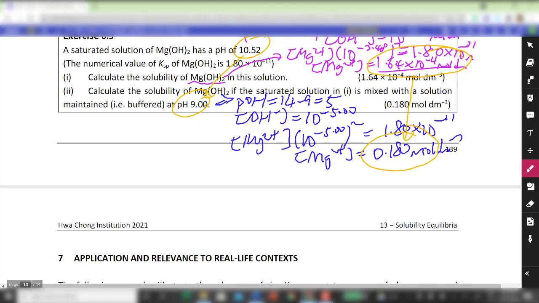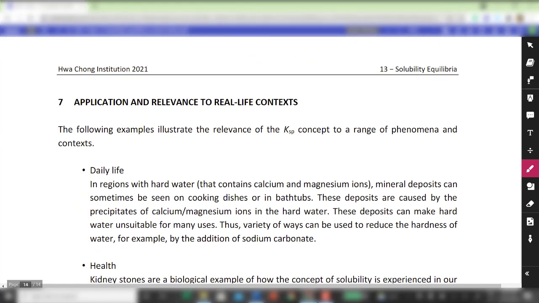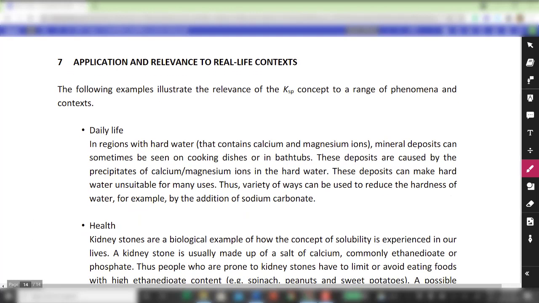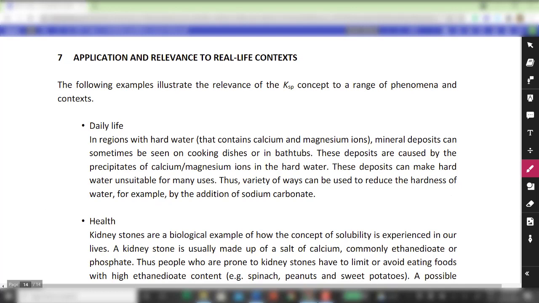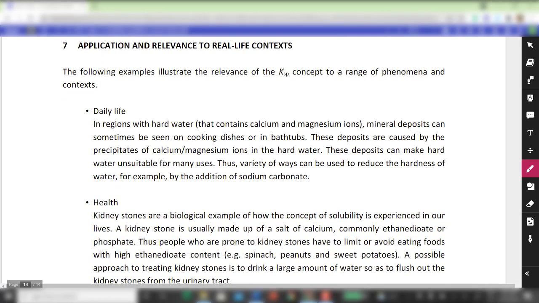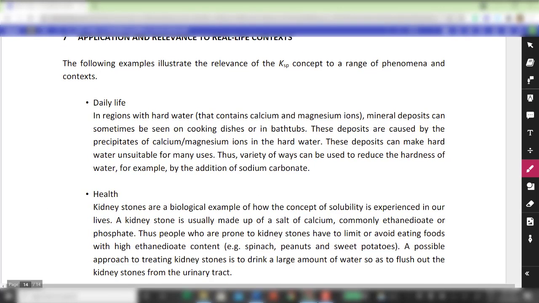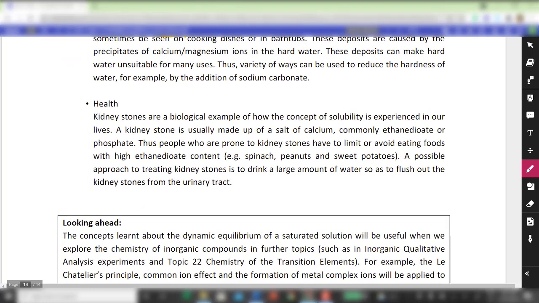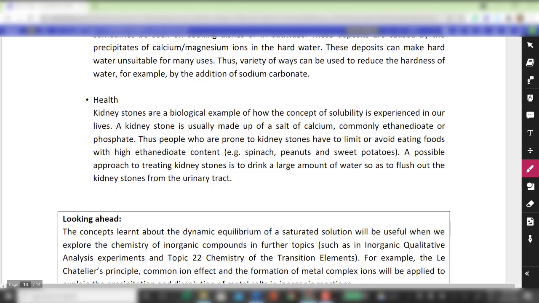Okay, I hope everything's clear. It's not a very difficult topic, but I think it's best to study it together with chemical equilibrium. And the final section you can read on your own. It's the application to real life, on daily life. Maybe you can read up on hard water. You don't really encounter this in Singapore, but usually in temperate countries with rich minerals. Kidney stones, for health reasons, you can read up on this as well.